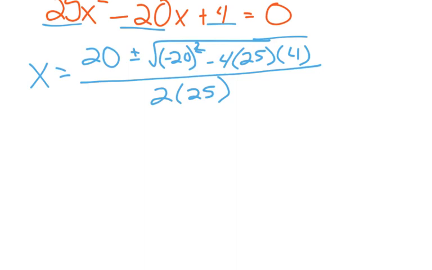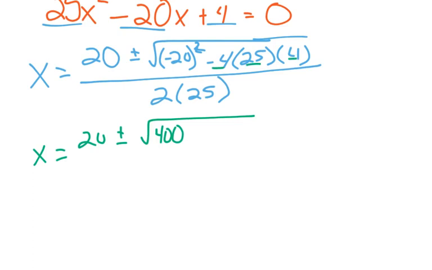Okay, so let's move on here. X equals, we get 20 plus or minus the square root of, let's see, negative 20 squared means negative 20 times negative 20, which is positive 400. Negative times positive is a negative. 4 times 25 is 100. 100 times 4 is 400. And something nice is about to happen.